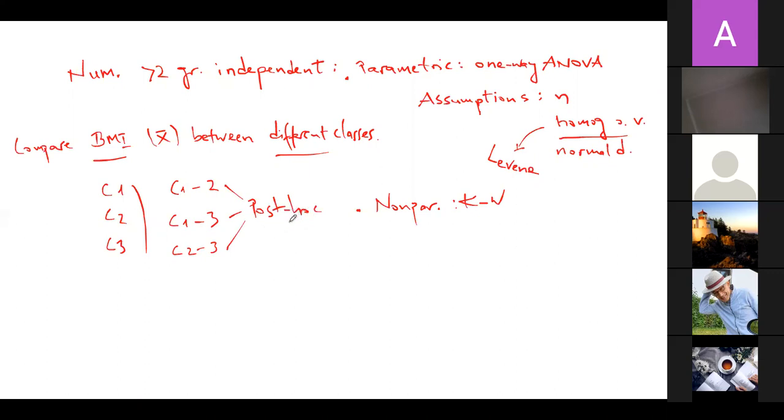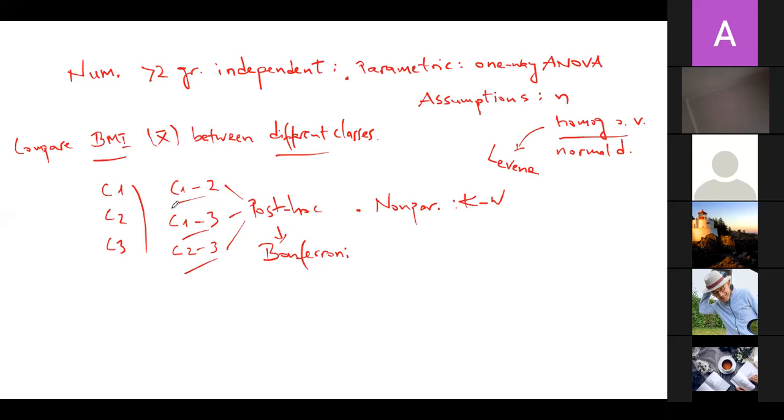Among the post-hoc comparisons, we had the classical post-hoc comparison, Bonferroni. What was Bonferroni? Anybody remember Bonferroni? It looks like an Italian name. It shows the details of multiple comparisons. Yeah, it makes multiple comparisons.